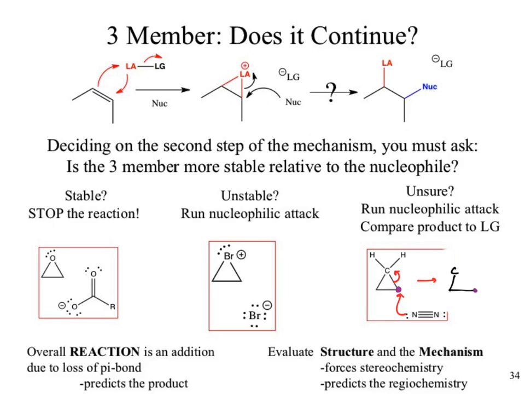Nitrogen would have a charge. We'd have a positive nitrogen and a negative carbon. Did I make this more stable or less stable? Less stable. Should I have continued? No. Leave it where it was.